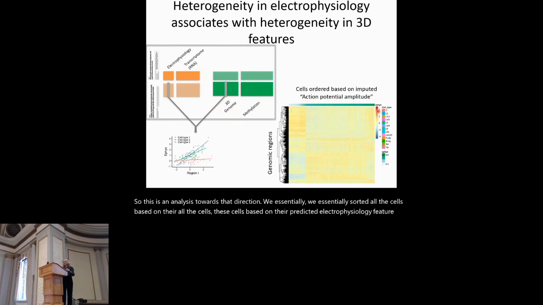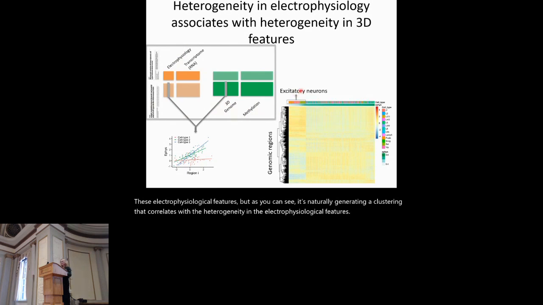So that's the top row here. And then we just let the regions of these cells cluster based on their 3D structure. Okay? So when the clustering is happening, it has no idea about these electrophysiological features. But as you can see, it's naturally generating a clustering that correlates with the heterogeneity in the electrophysiological features.